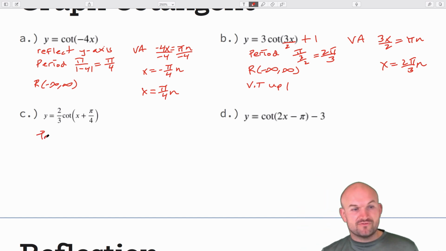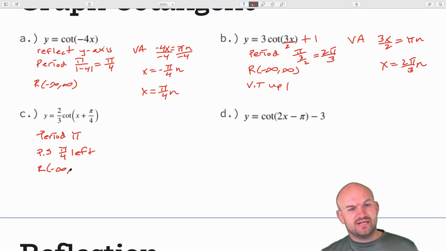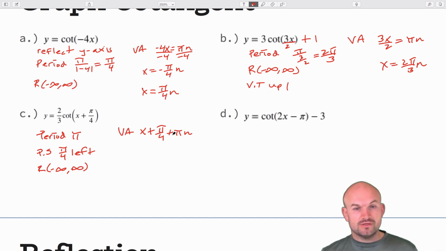My period, there's nothing in front. So therefore that's just going to be pi. I am going to have a phase shift as pi over 4 to the left. My range, again, is negative infinity to infinity. My vertical asymptote, though, in this case, is going to be x plus pi over 4 equals pi n. So if I subtract the pi over 4, then x equals negative pi over 4 plus pi n.